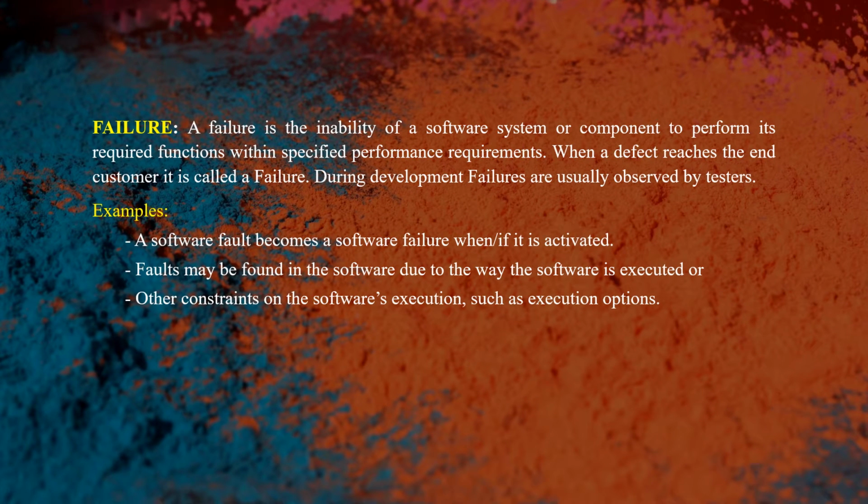Failure. A failure is the inability of a software system or component to perform its required function within specified performance requirements. When a defect reaches the end customer, it is called a failure. During development, failures are usually observed by testers. Examples: a software fault becomes a software failure when it is activated. Faults may be found in the software due to the way the software is executed or other constraints on the software execution such as execution option.